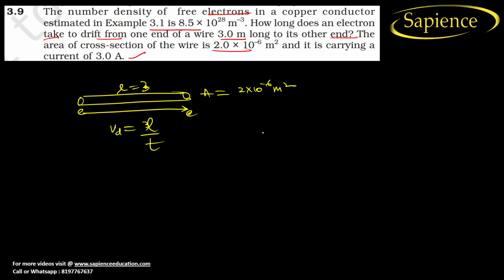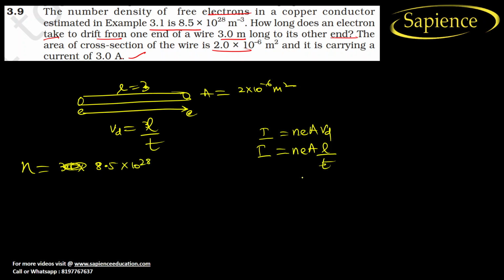Now we know that I is equal to nAeVd, where Vd is length by time t, and this is the current. What is n? n is the number of electrons per unit volume, that is equal to 8.5 into 10 to the power 28, right? So from here we can put in the values to get the time. So time will be equal to nAeL by I.